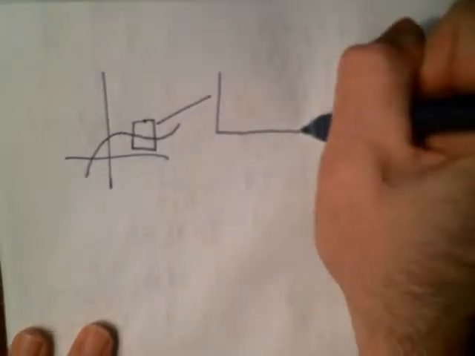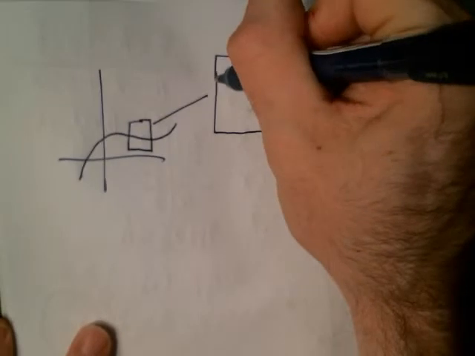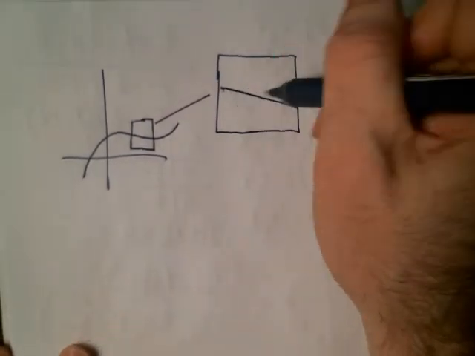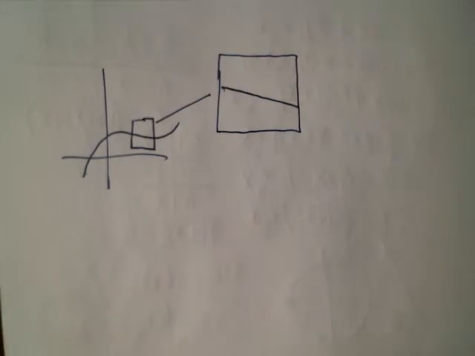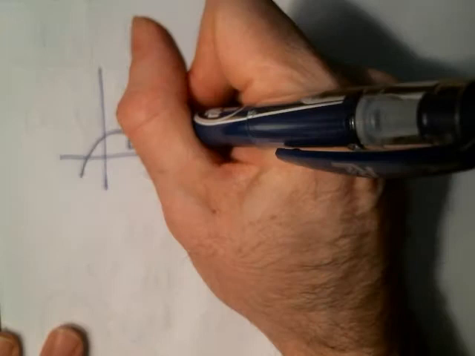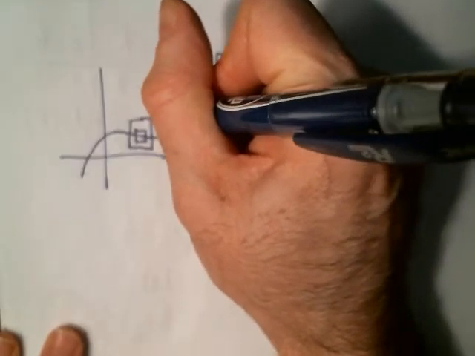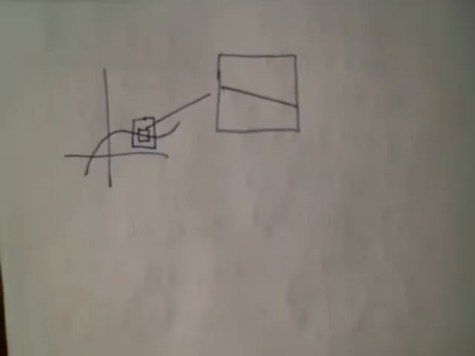If I zoomed in here a lot closer, maybe it looks like this. And then if I zoom in even farther, it's perfectly straight. So I'm looking closer and closer. Maybe this region is kind of where I'm looking.